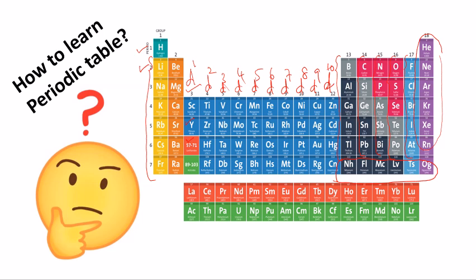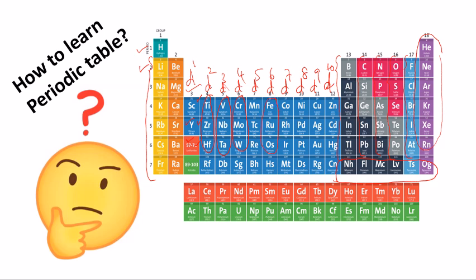For example, D1 means you will be having scandium, yttrium and lanthanum. D2 means titanium, zirconium and hafnium. D3 means vanadium, niobium, tantalum. D4 is chromium, molybdenum, tungsten. D5 is manganese, technetium, rhenium. And D6 is iron, ruthenium, osmium.